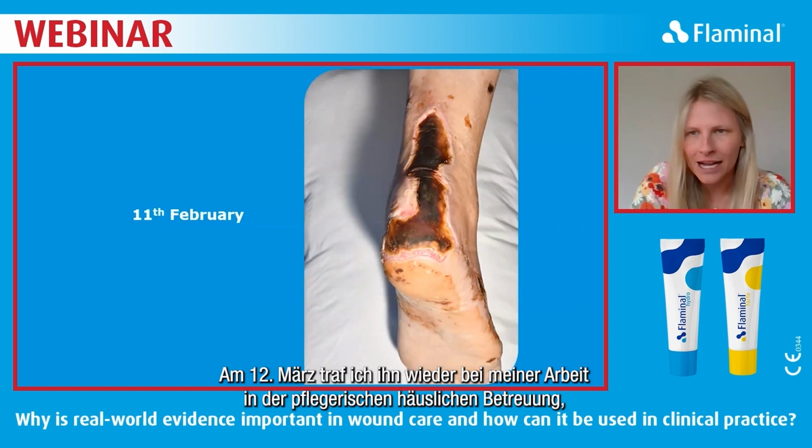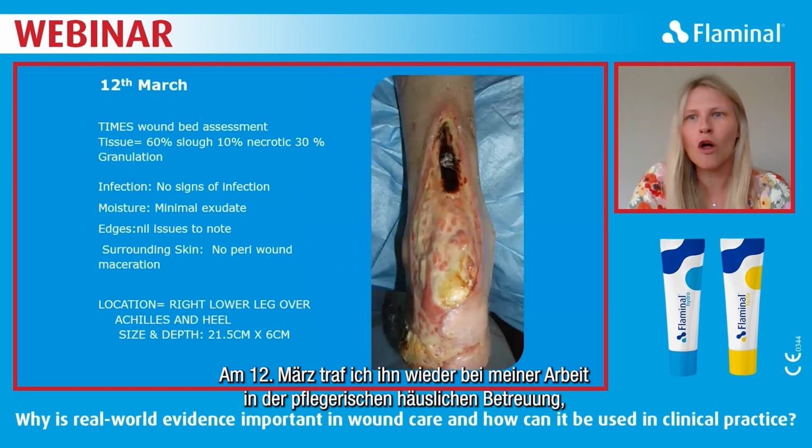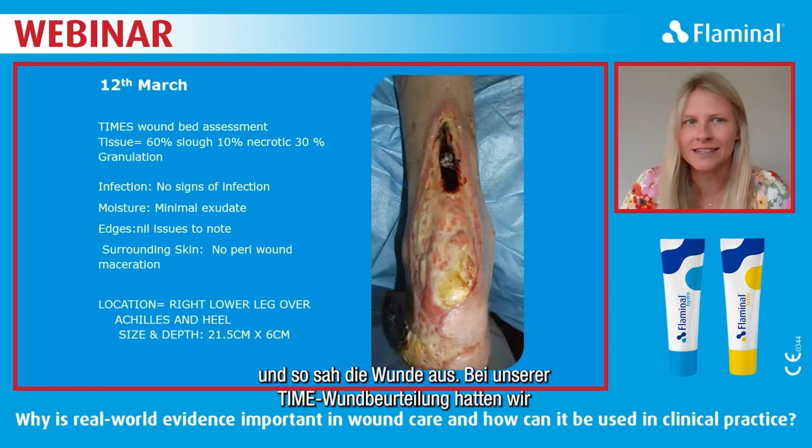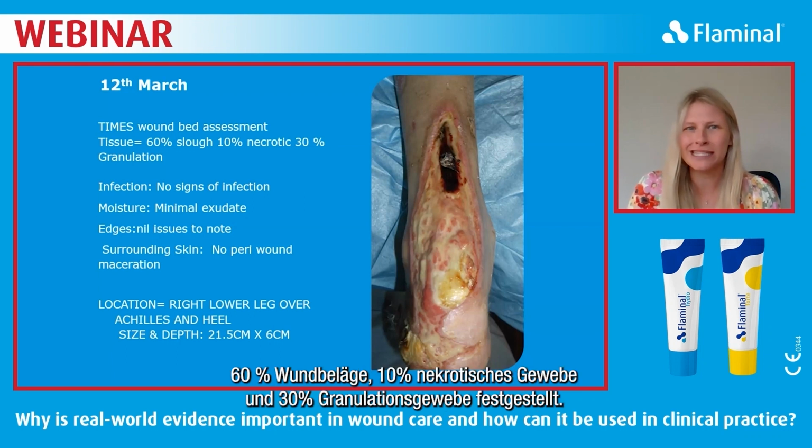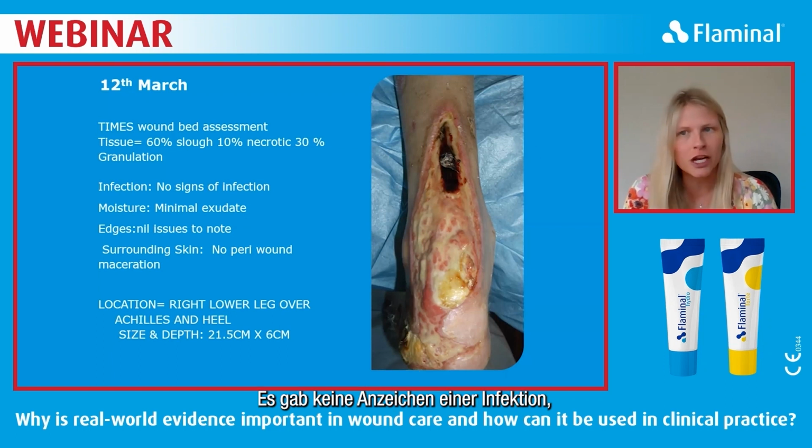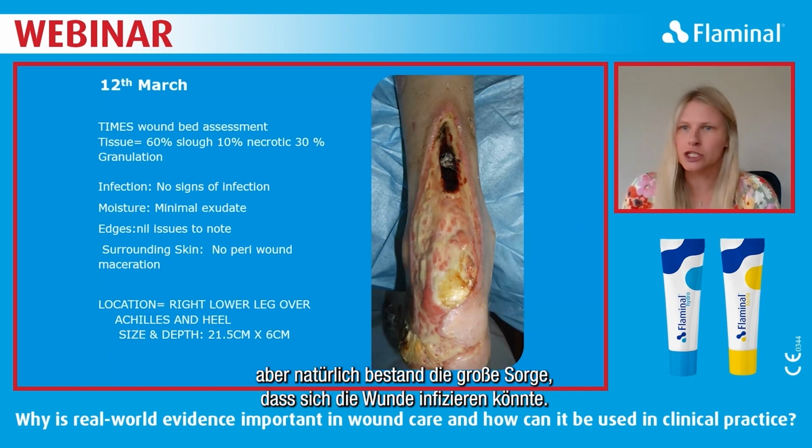I then picked him back up in my community role on the 12th of March, and this is what we had. When we look at our TIME wound bed assessment here, we had 60% slough, we had 10% necrotic tissue, and we had 30% granulation. There were no signs of infection, but obviously there was a high concern that this could become infected.